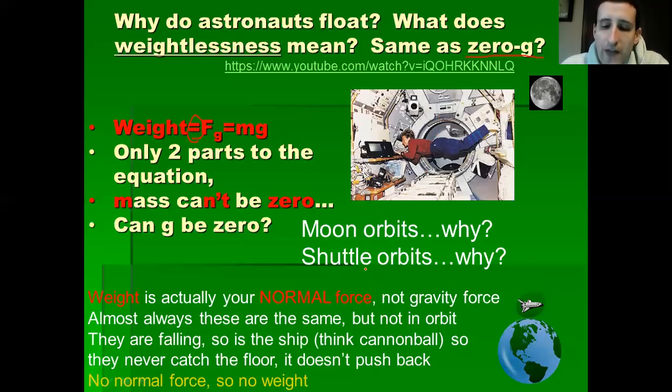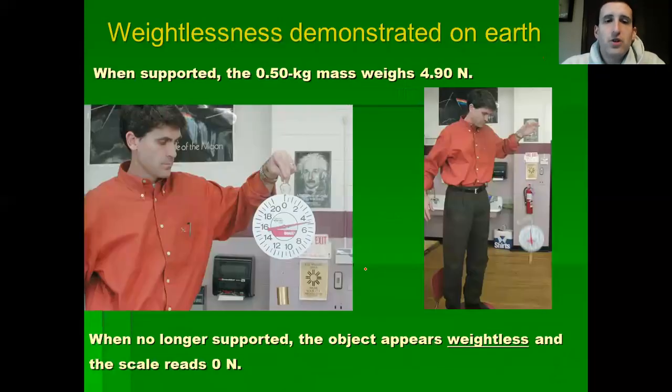So just to drive home the idea that when you're falling, you don't have any weight, we have this simple in-lab experiment. This is a spring scale. It stretches instead of compresses, but it's the same idea. We have a 0.5 kilogram mass hanging on the spring scale. The spring scale reads 4.9. It's exactly what we'd expect. 0.5 times 9.8 would give us 4.9.